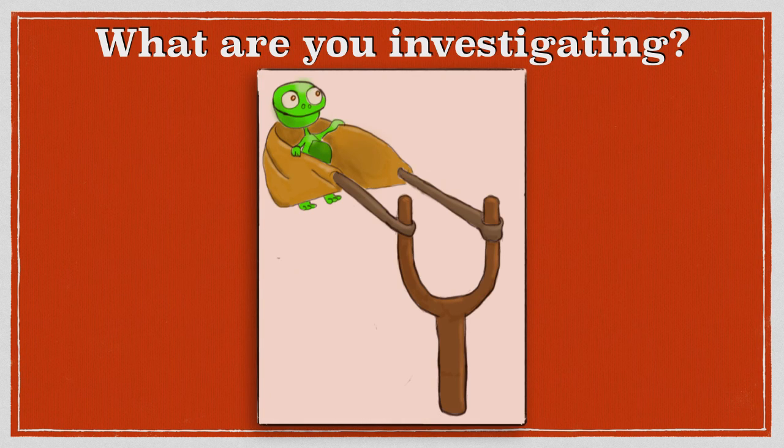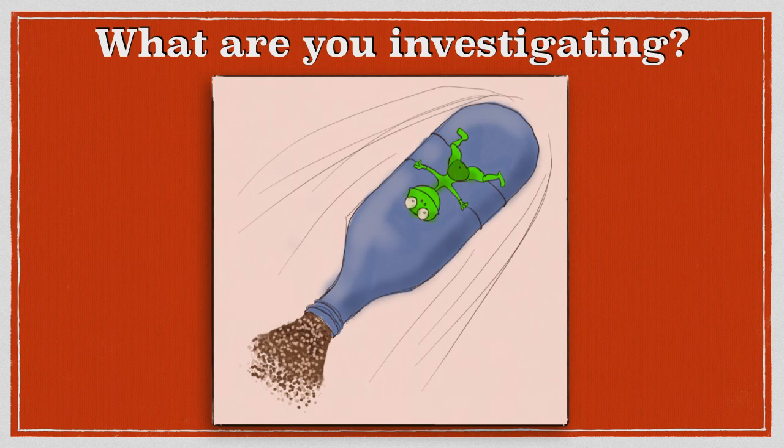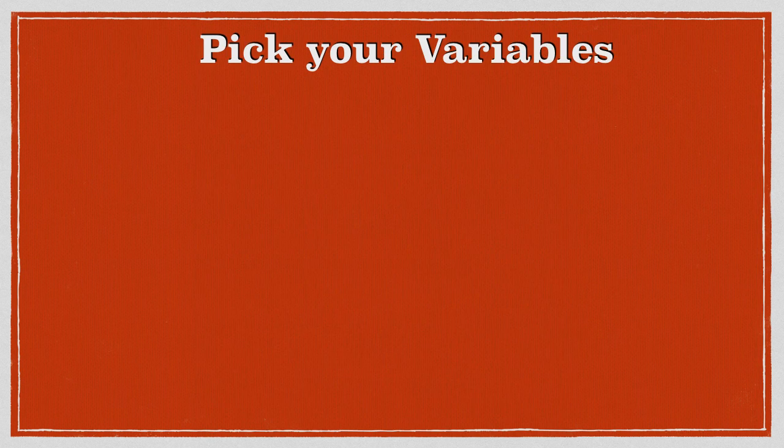In physics, you're investigating how far frogs will fly when shot from a catapult. Chemistry, you investigate how high a frog will fly if strapped to a rocket propelled with Coke and Mentos. It doesn't really matter what the investigation is. It doesn't really have to have frogs in it.